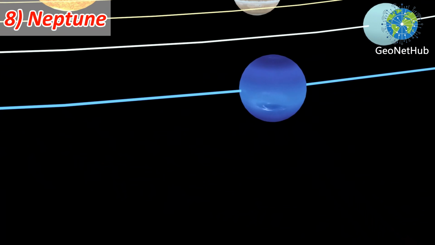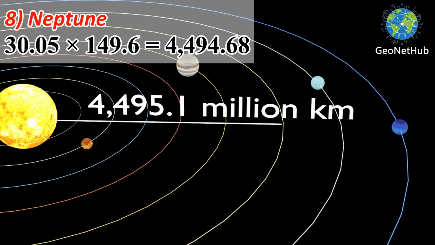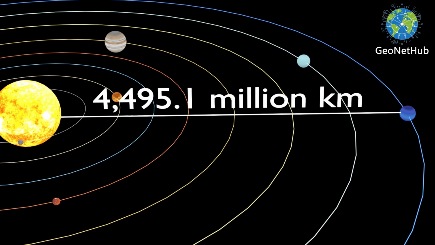Neptune. Neptune marks the outer boundary of the planets. It orbits at 30 astronomical units. Beyond Neptune, the Sun's influence weakens dramatically.